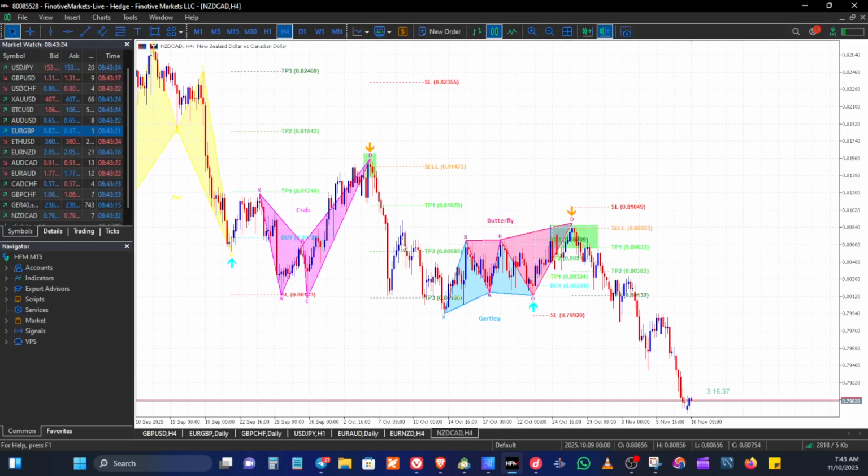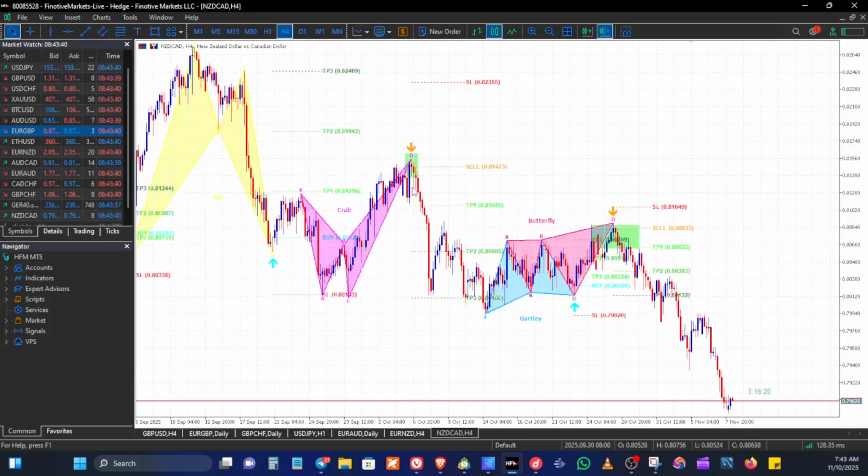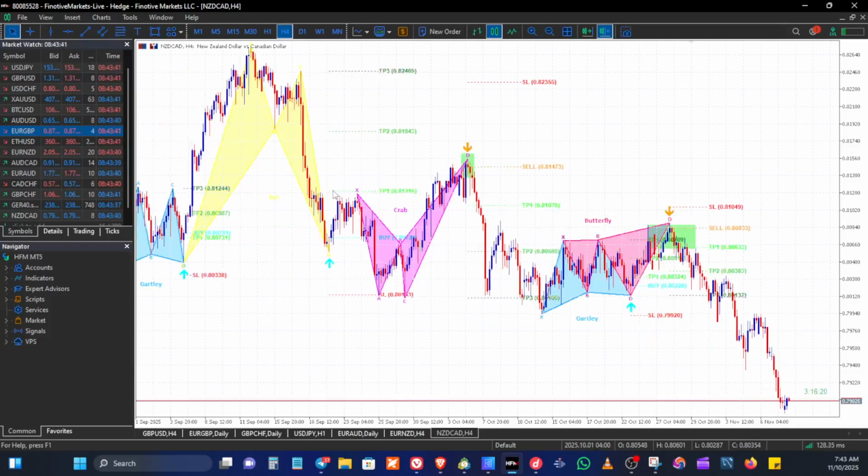Okay, so this is NZDCAD. There is nothing on NZDCAD at the moment. After what happened in the month of October, we had massive profit to the downside. This month of November, there is nothing on NZDCAD. There may be other setups which I'll drop for you guys on the WhatsApp group. For now, this is all we have on trade setups this week.